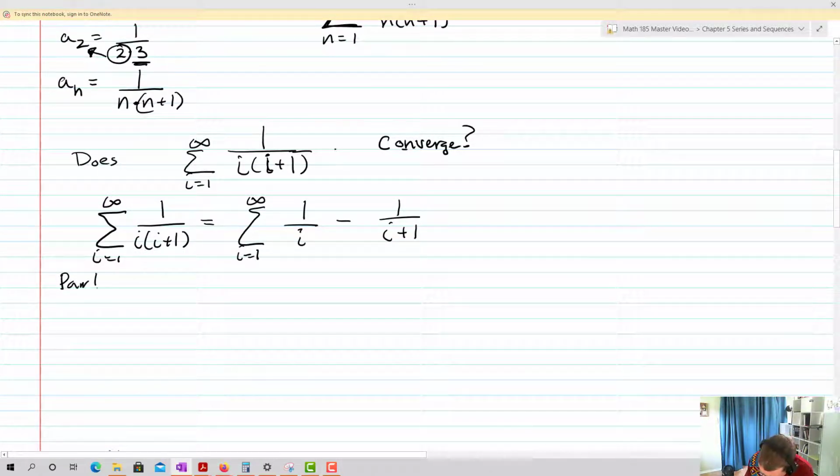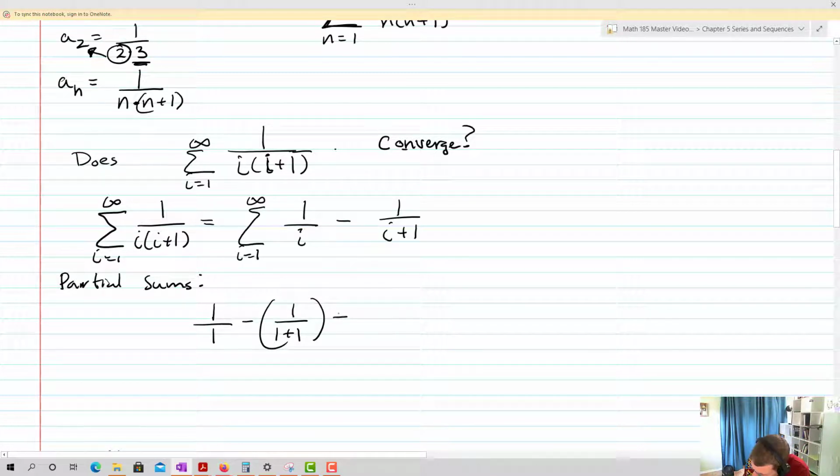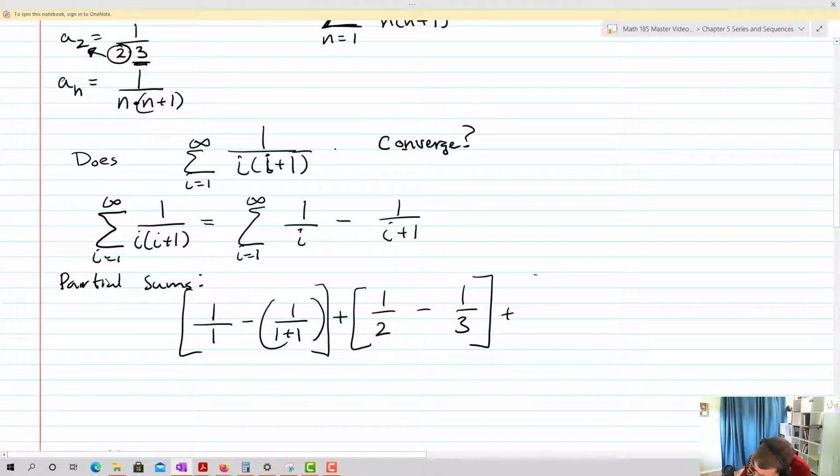If I let i equal 1, this is going to be 1 over 1 minus 1 over 1 plus 1. That's the first one. Plus 1 over 2 minus 1 over 3, and then plus 1 over 3 minus 1 over 4, plus 1 over 4 minus 1 over 5. And we're going to keep doing this.